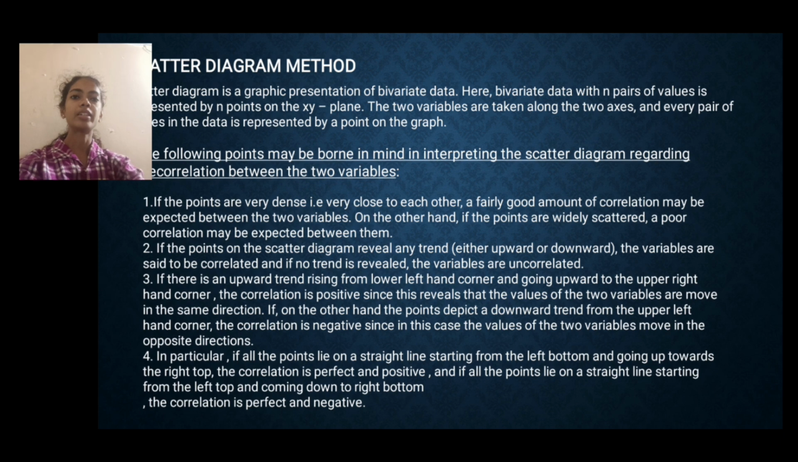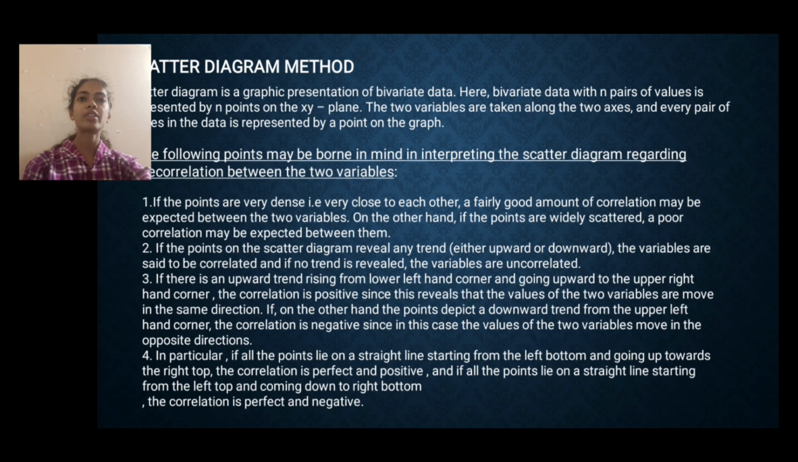Scatter diagram method. A scatter diagram is a graphical representation of bivariate data. Here, bivariate data with n pairs of values is represented by n points on the xy plane. The two variables are taken along the two axes and every pair of values in the data is represented by a point on the graph. The pattern of distribution of points on the graph can be used for a rough estimation of the degree of correlation between the variables.